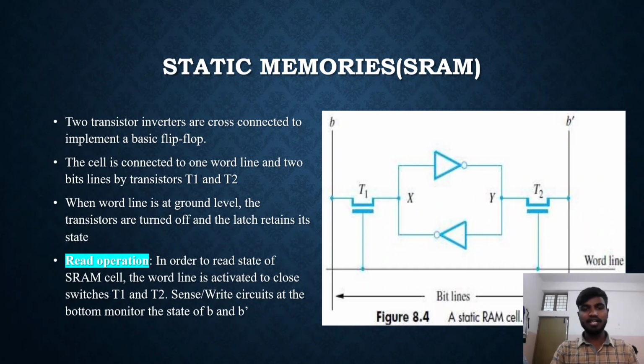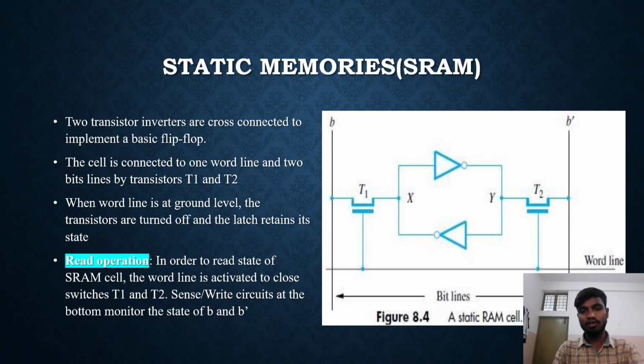Static memory cells are implemented as cross-connected inverters forming a basic flip-flop. This is the diagram of the static memory cell, and this is how it works. Explaining the left side: the cell is connected to one word line and two bit lines through transistors T1 and T2. You see in the diagram that T1 and T2 are transistors connected to the word line.